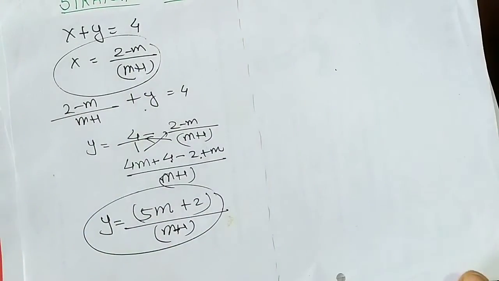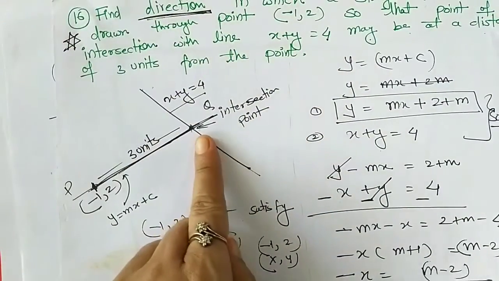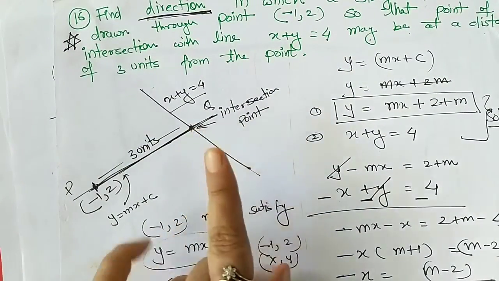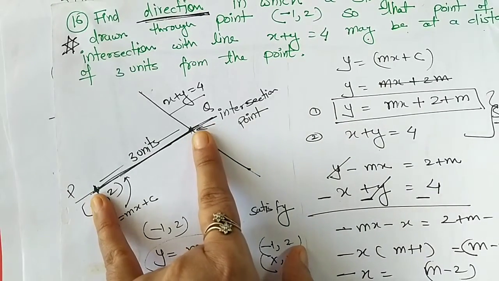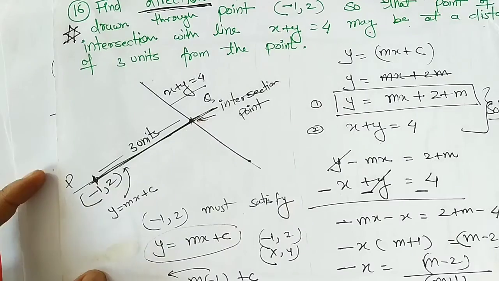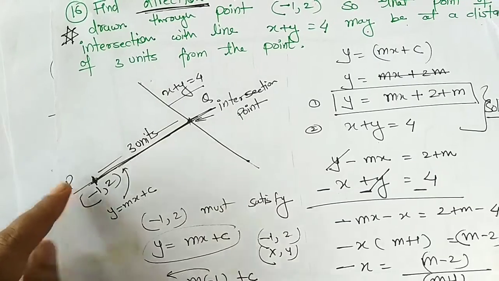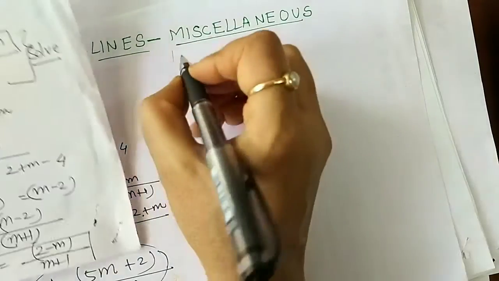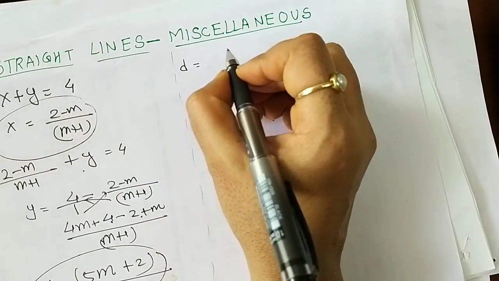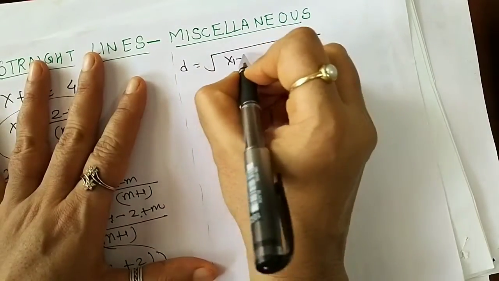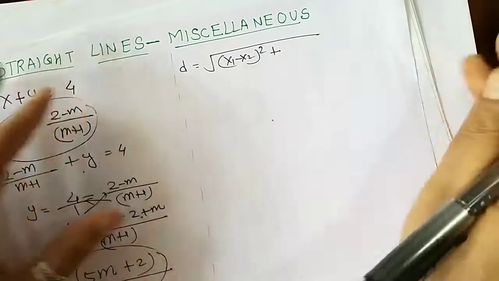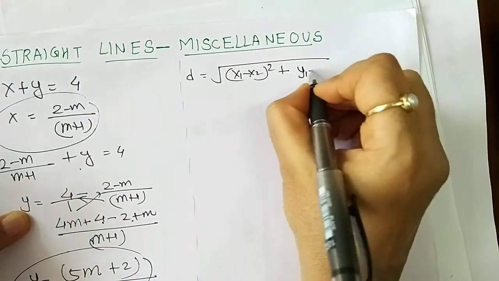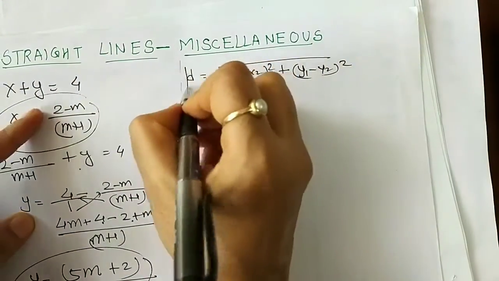The point of intersection is known now in terms of m. See, this point is known, x and y. And this point is this. So what is the distance between these two? I will apply the distance formula. My distance formula is under root of (x1 minus x2) square plus (y1 minus y2) square.